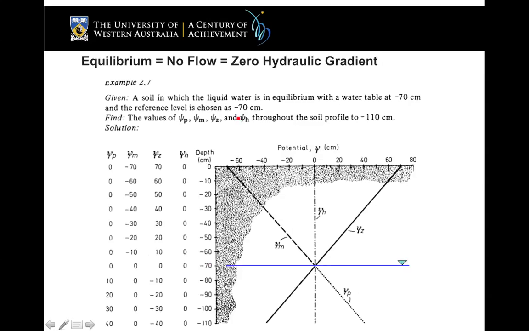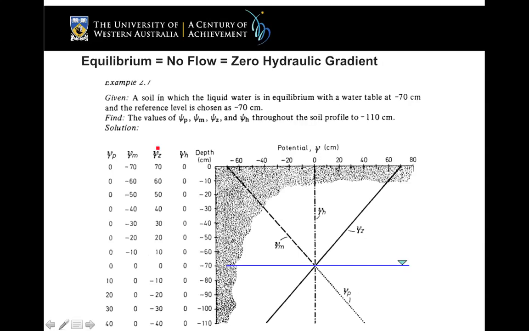There's another clue as well. We're told that the water table is at minus 70 centimetres. If we look at our pressure potential, above minus 70 centimetres depth we're in the unsaturated zone, so our pressure potentials must be 0. As we go 10 centimetres below the water table, our pressure potential increases to 10 centimetres. At 20 centimetres below the water table, it increases to 20 centimetres, and so on, until we're down to 40 centimetres at this depth.